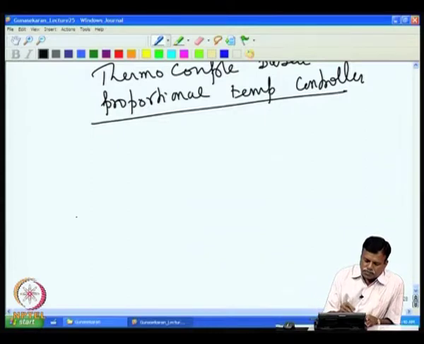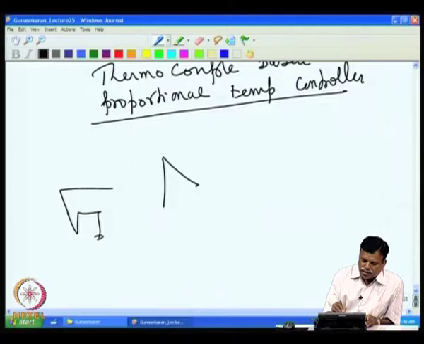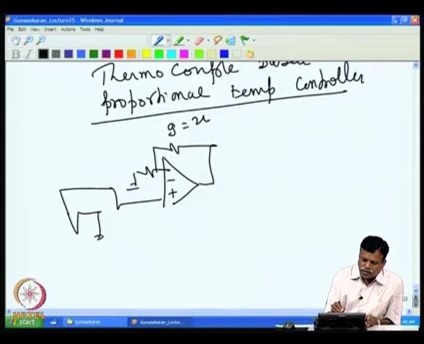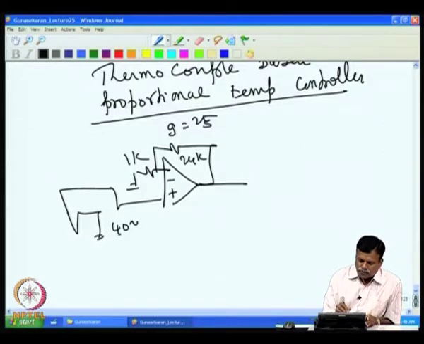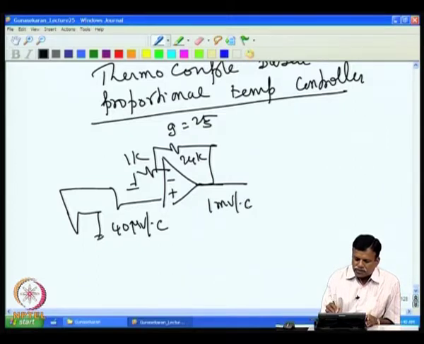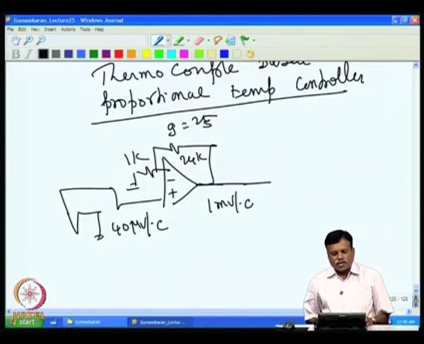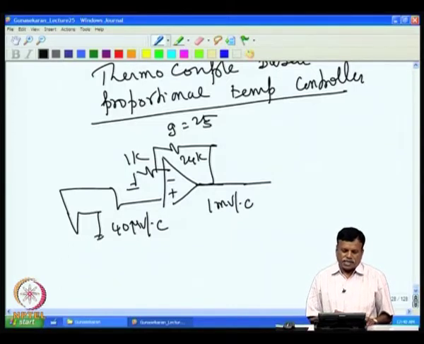So, take the input stage where we have a thermocouple and a thermocouple amplifier. Assume that we have an amplifier like this with a gain of 25, that is 24K and 1K. The thermocouple gives 40 microvolt per degree C, and that makes 1 millivolt per degree C sensitivity at the output, because the gain is 25.